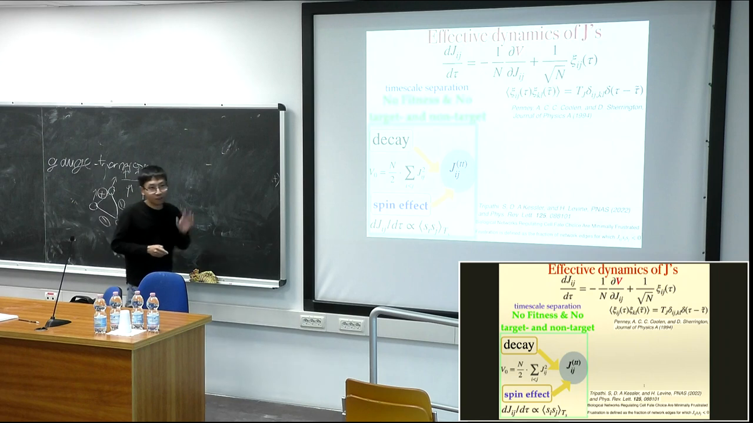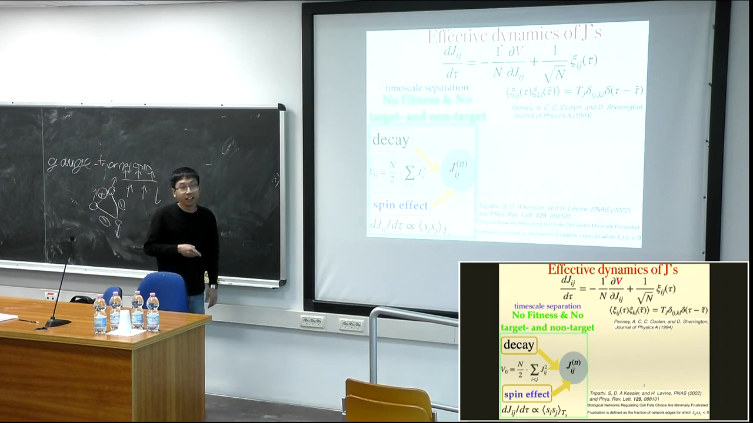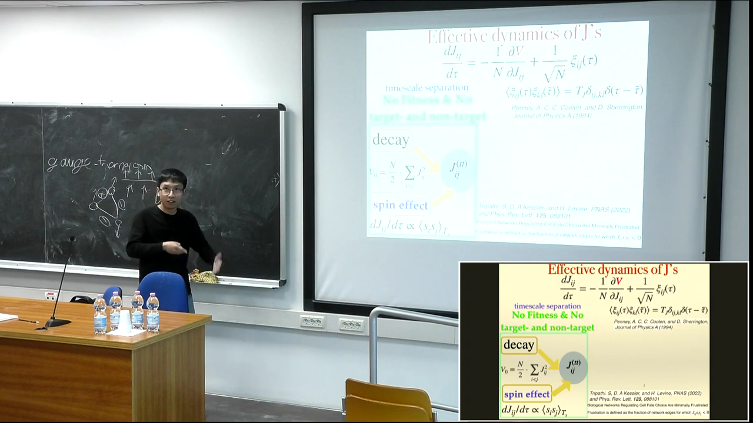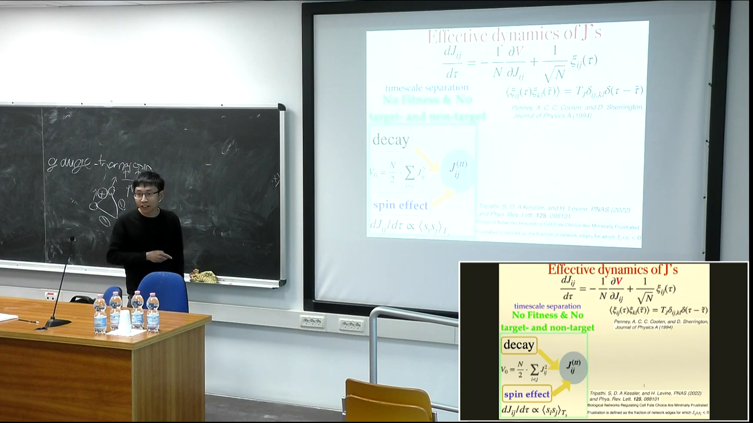I will try to be minimalistic here because there are many papers, many previous works that have inspired me to come up with this approach. First of all, there is one important paper written by Sherrington and Coolen in 1994. They introduced this kind of Langevin dynamic for the couplings in their model. In their original paper, it's work for neural network. So for neural network, the dynamic of Jij is what they call learning dynamic.